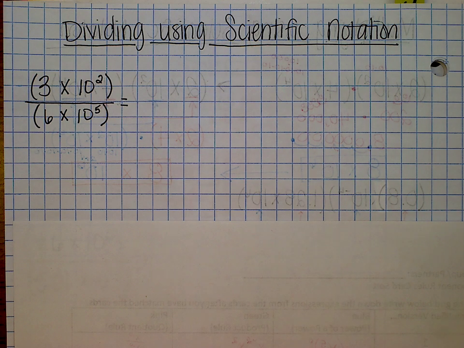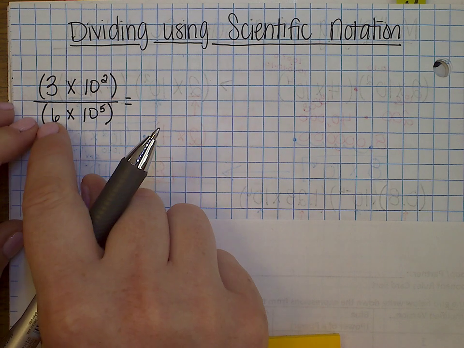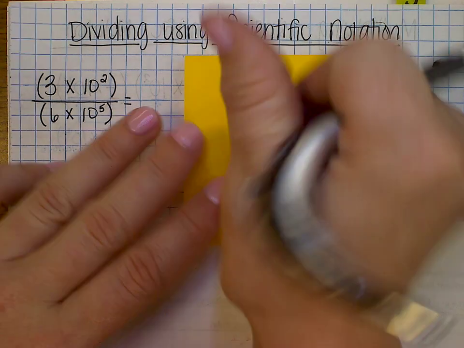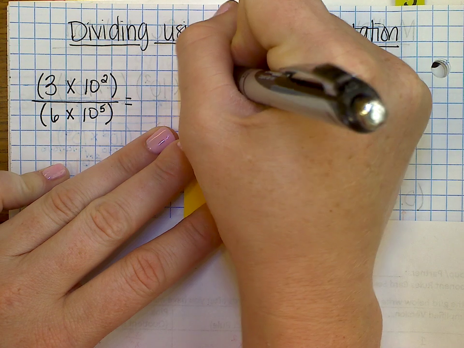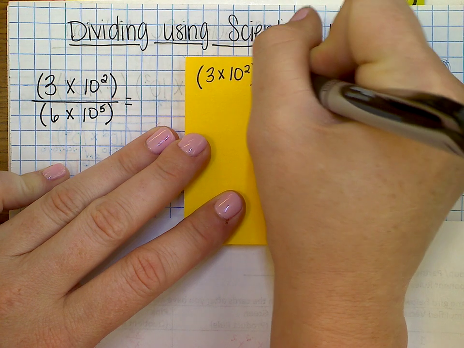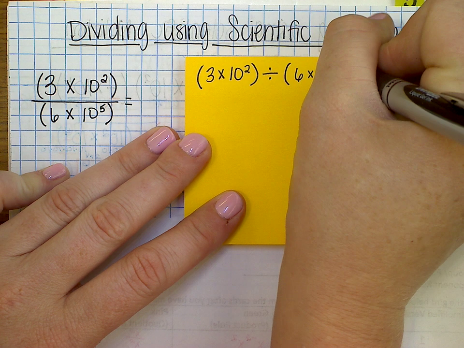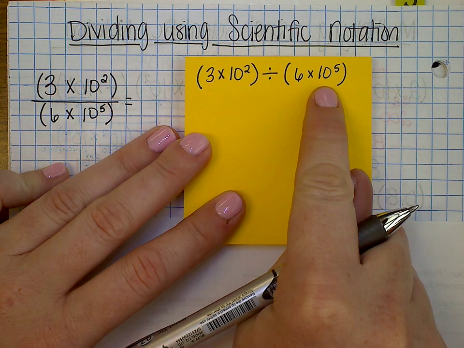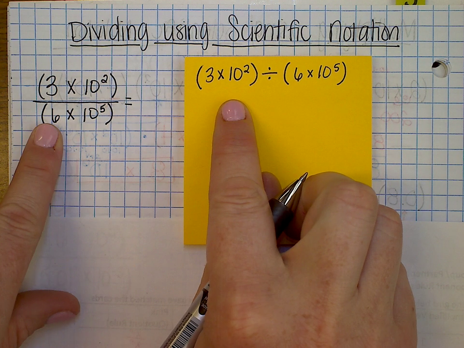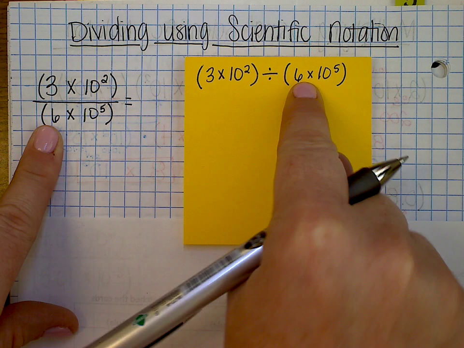So now we're going to do dividing using scientific notation. So if you look, this is scientific notation divided by something written in scientific notation. Sometimes you might see it written a little bit differently. So sometimes you might see it written like that. It's the same thing. Top divided by bottom, top divided by bottom. Okay?